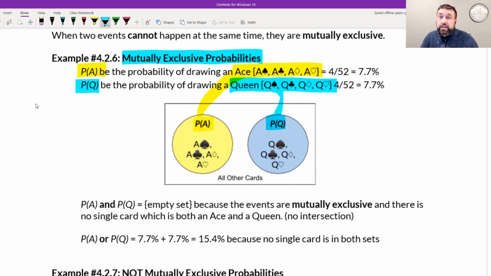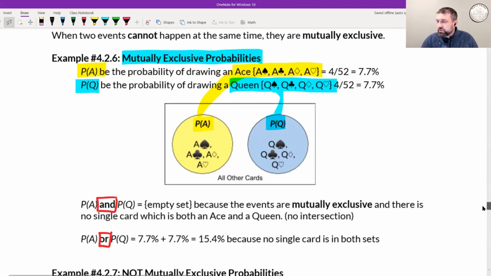They are mutually exclusive. Now, what we want to do with these two mutually exclusive events is we want to AND them, and then we want to OR them. So we're going to put them together, first with AND and then with OR. So let's start with the AND.